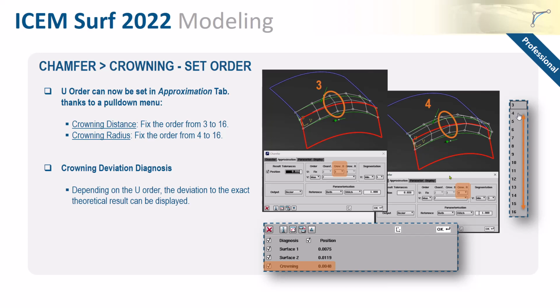Previously, if you added any crown to a chamfer, the U order across the chamfer was automatically set to 7. This was to accurately build a chamfer to a specific radius value, whether you wanted it or not. I often like to use an order 3 in these situations, so I would add crown manually after I had created it. Now in 2022, we can fix the U order to a value as desired. We also get a new crowning deviation value, which is the deviation from the exact theoretical crowning result, distance or radius. Brilliant. Let's have a look.